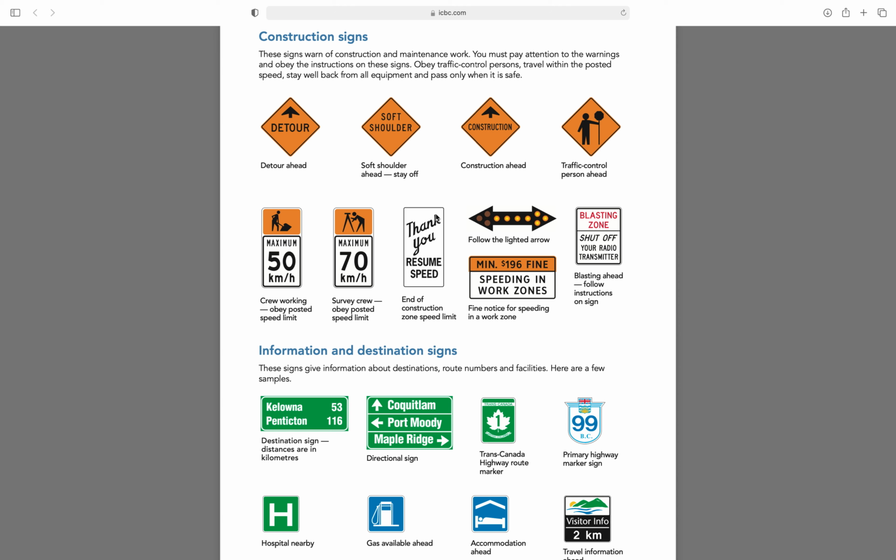And then you'll have the sign at the end, thank you, resume speed, on some zones. Some do not, but then you'll notice that there are no more construction zones, and that just means that it's over. Here you are, the fine that you can get for speeding in construction zones, 196 minimum fine. So it is a large fine, and you don't want to be caught for that.